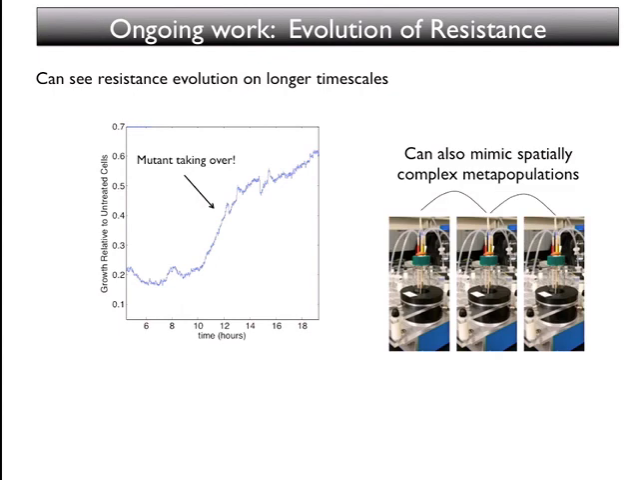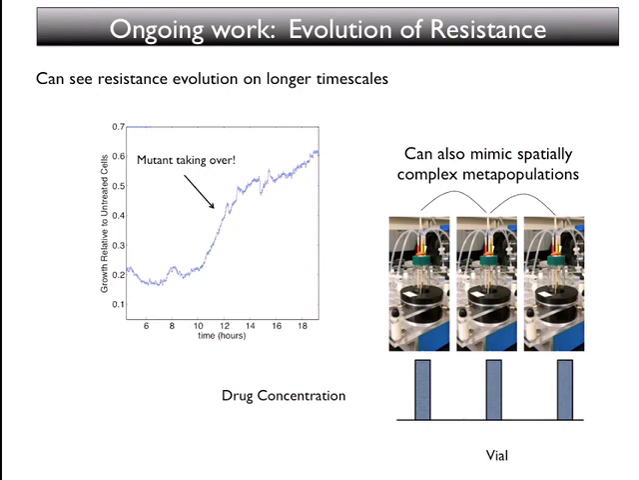And you can also mimic more complex spatial meta-populations that are connected in various ways. So you can imagine doing something where the drug concentration is, say, homogeneous over space, or has a peak in the middle, or maybe has a valley in the middle.